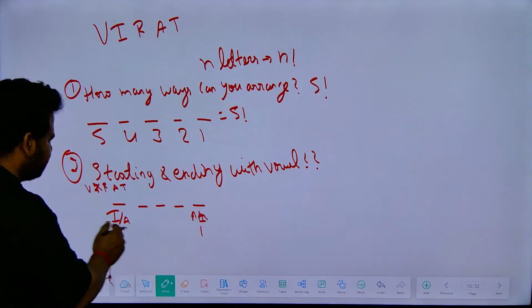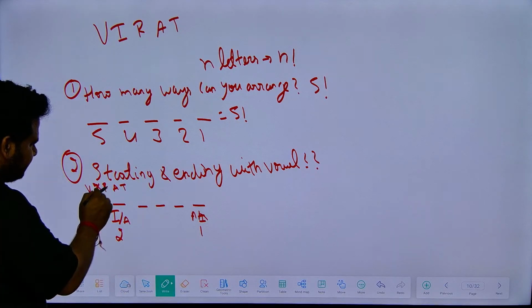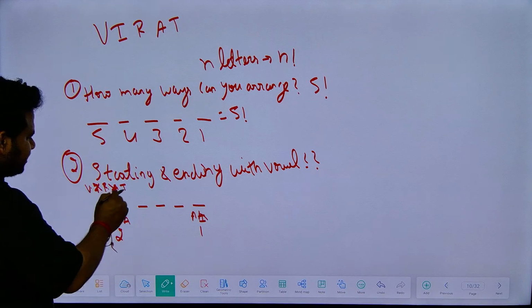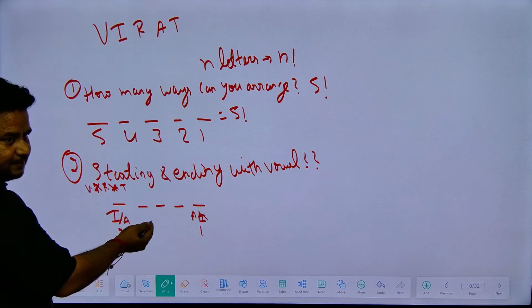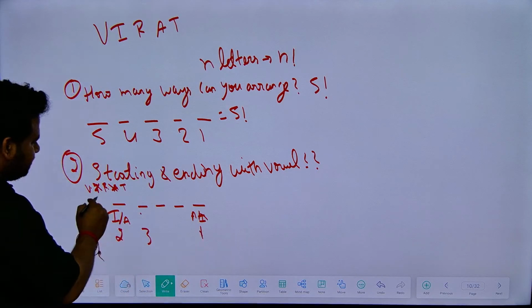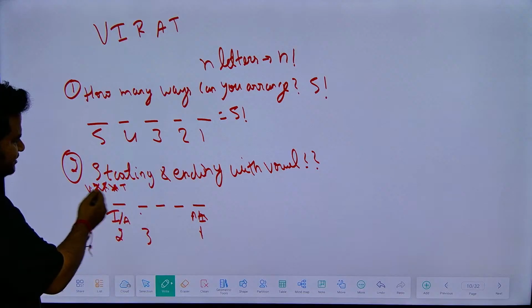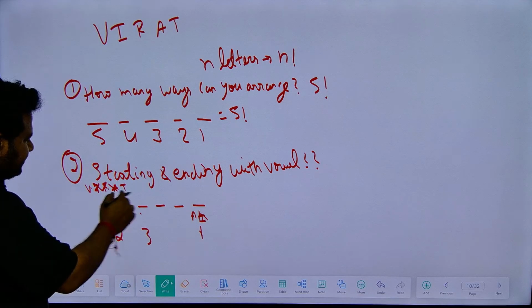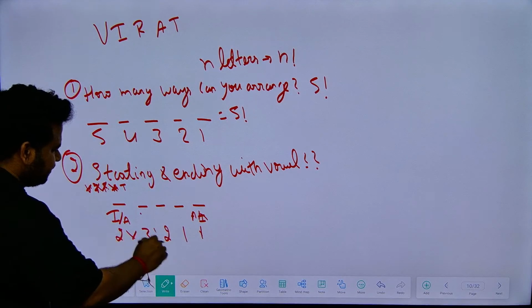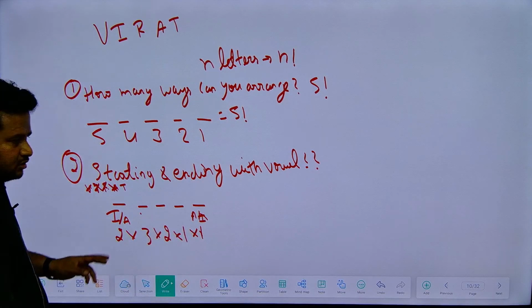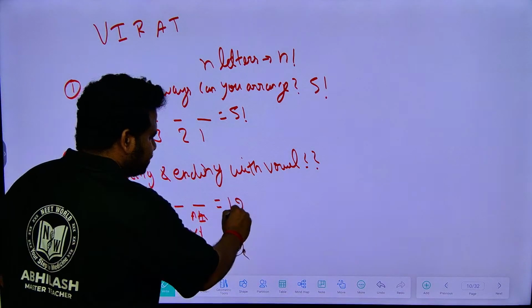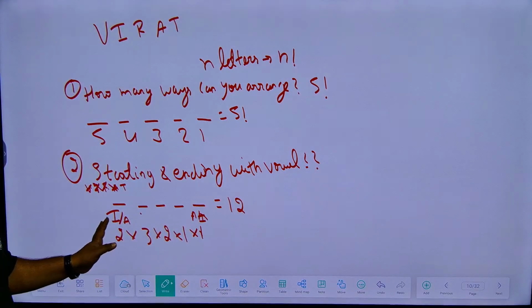Now I is done, A is also done. Correct? Now remaining 3 are there. Here any of the 3 can come. This will be 3, this will be 1. Suppose R is done. Remaining are V and T. This can be any of the 2. So V is done means this is 1. So the answer is 2 threes are 6, 6 twos are 12. So the answer is 12. Understood how to do this? Understood everyone?